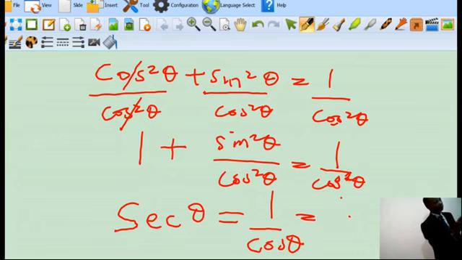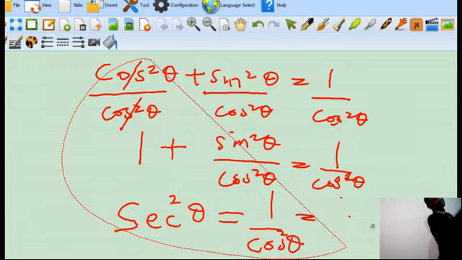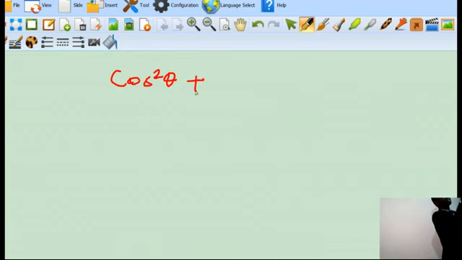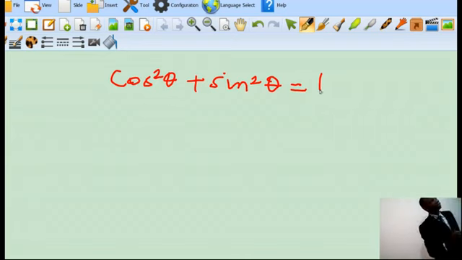Alright, so if you multiply sec theta by sec theta, you obtain an expression for sec square theta. Similarly, you can derive another expression. You can see that this expression is very, very important where trigonometric identities are concerned.